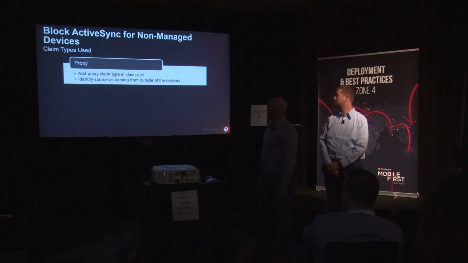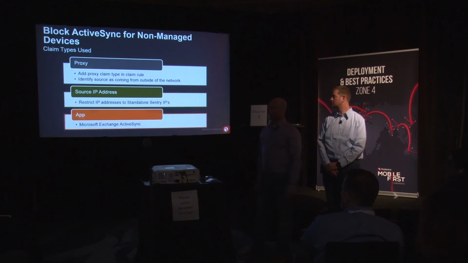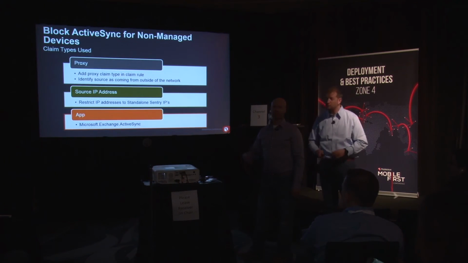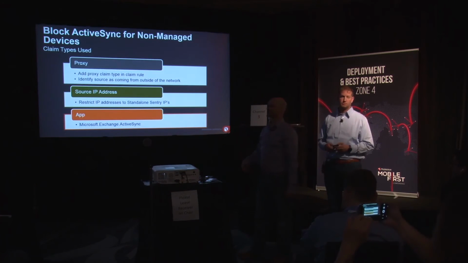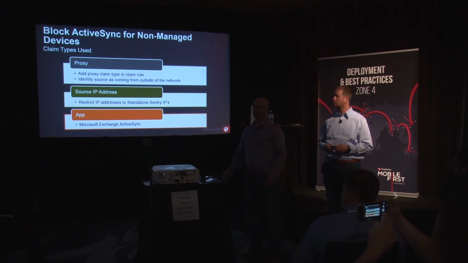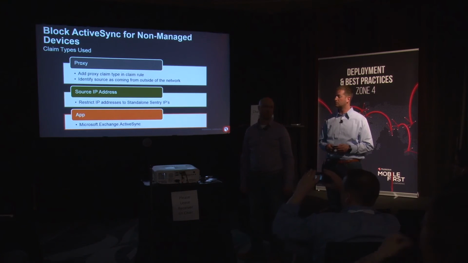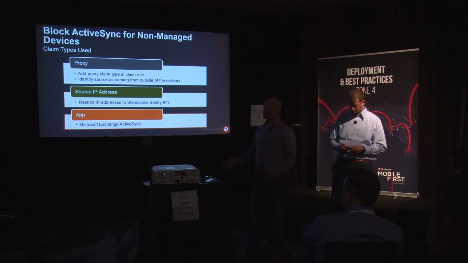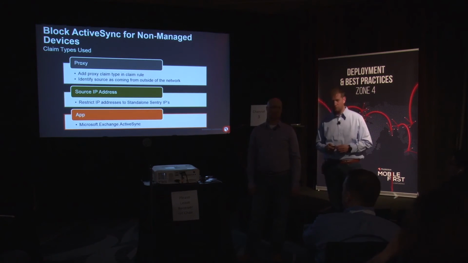So some of the common claims rules that we see: proxy, where's that traffic coming from? Is it coming from internal resources on your network? Is it coming from the outside? So you can make different claims rules based on where the traffic is originating from. Two of the most common ones that we see in use: source IP address, where you want to make sure that traffic is actually coming from your Sentries, and then of course the app itself. We want to say Active Sync. So a combination of these two is what typically most customers will start with.